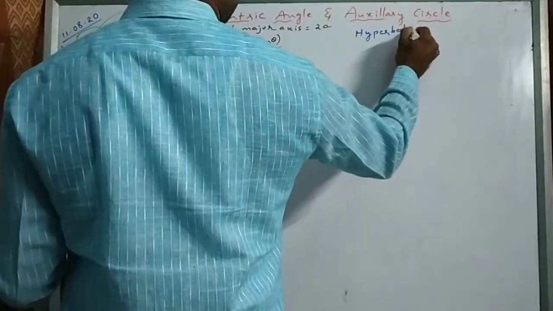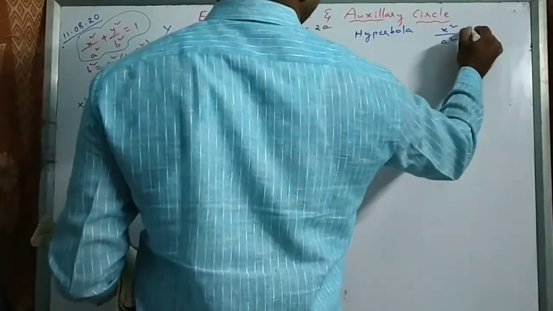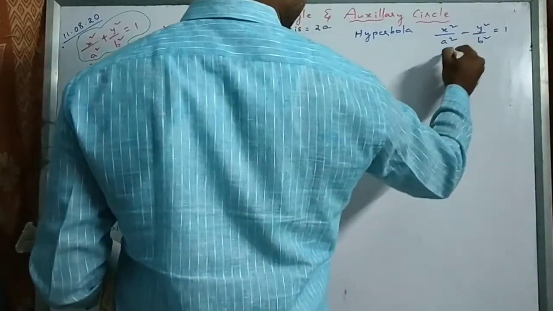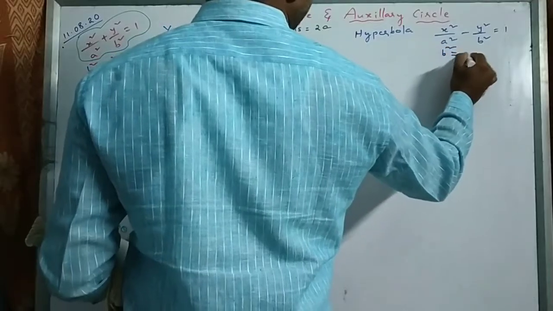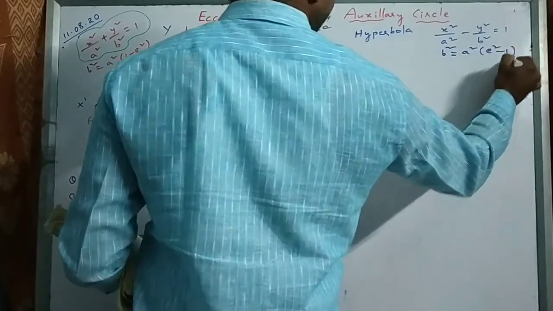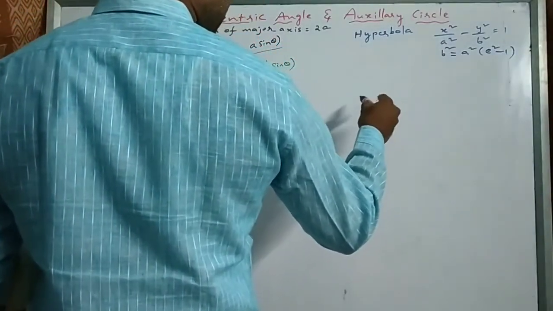Hyperbola. What is the general form of hyperbola? x square by a square minus y square by b square equal to 1. Standard form, where b square equal to a square into (e square minus 1). Relation this. Okay. Now I will try to draw the hyperbola.